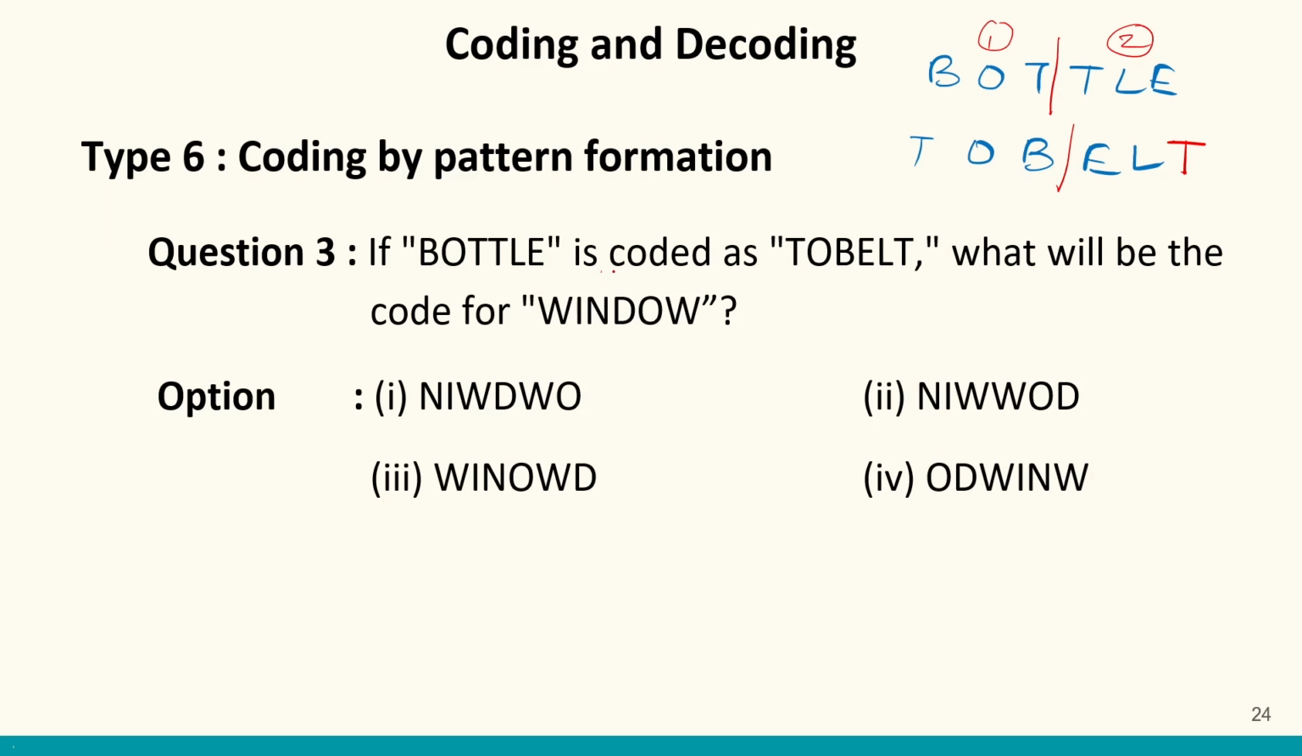So let's do the same thing for window. If I divide them from the middle, the first part is written in reverse order and the second part is also written in reverse order. So my code will be NIWWOD, which is option number 2. So option number 2 will be the correct answer.